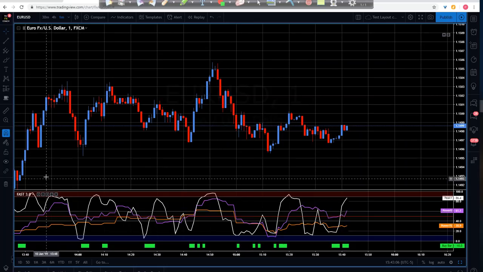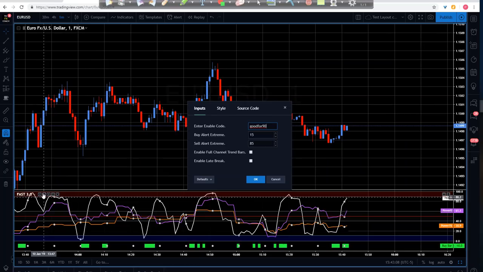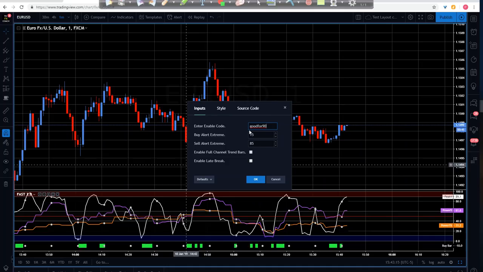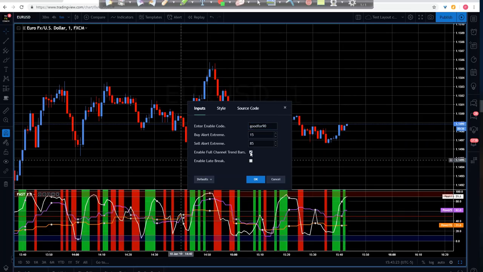So one more time, the format panel will give you the place to put in your enable code. It lets you set the extremes for the alerts. It lets you turn the channel trend bars on to go through the entire channel. It lets you put in the late break indicator. All right.